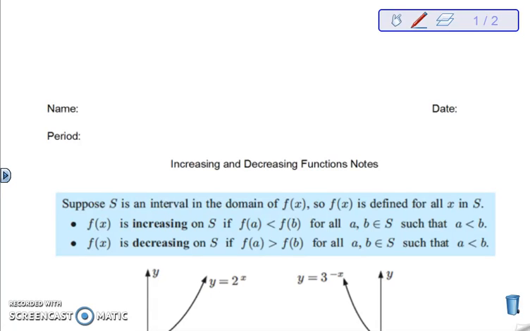All right, welcome. Today we are talking about increasing and decreasing functions. This is actually a pretty straightforward topic.